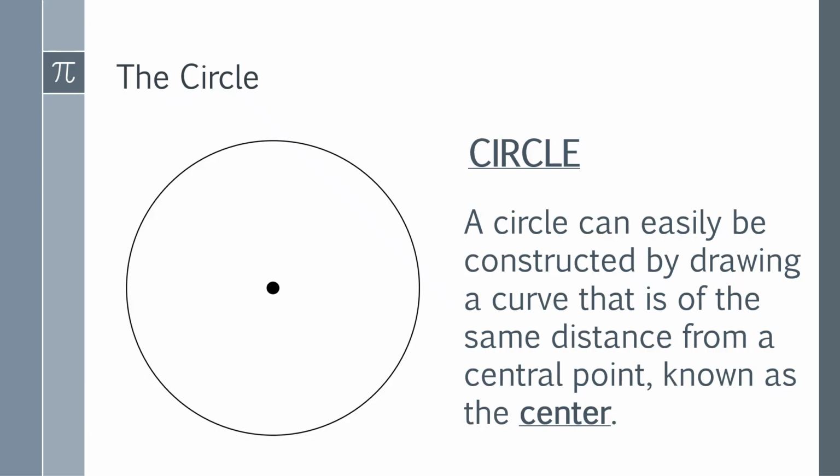And this circle can be easily constructed by drawing a curve that has the same distance from a central point known as the center. So remember, this point here is known as the center. Then whenever you draw a line segment starting from this point, which is the center, to the other point on the circle, these two line segments have the same distance.